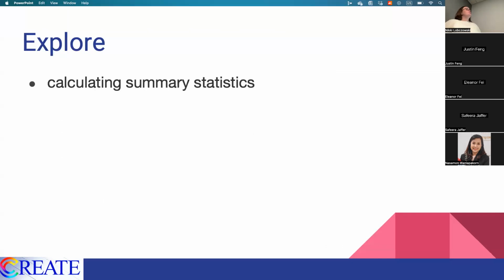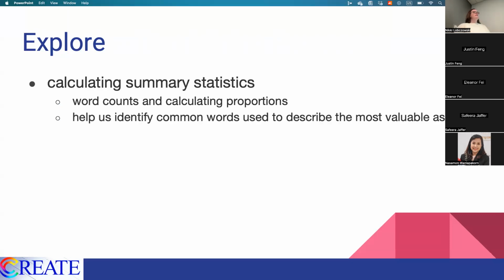So then we want to explore. So we want to do calculating summary statistics, and that's when we might see some words in there that we didn't really look at, or we might see some interesting things that we want to consider in calculating proportions. This helps us identify common words used and to describe the most valuable aspects.